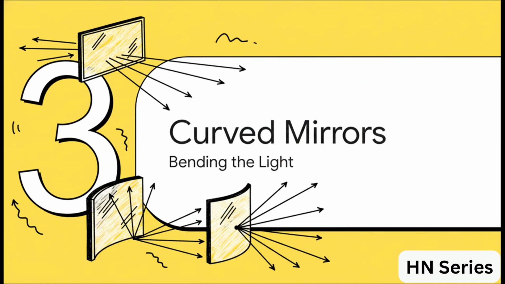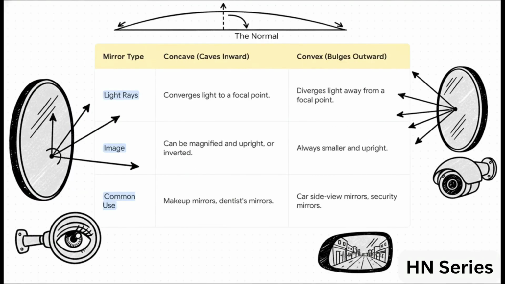All right, so we've totally got flat surfaces down. But what happens if we take that flat mirror and we bend it? Well, bending the mirror completely changes the game. A concave mirror, the kind that caves inward, collects all the light rays and focuses them together onto a single point. That's why your reflection looks so huge in a makeup mirror. It's magnifying you.